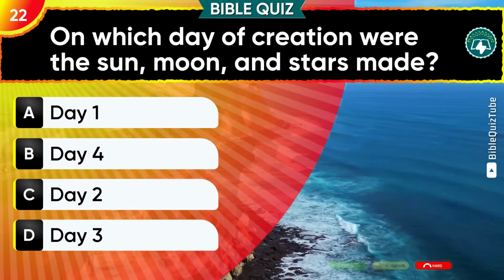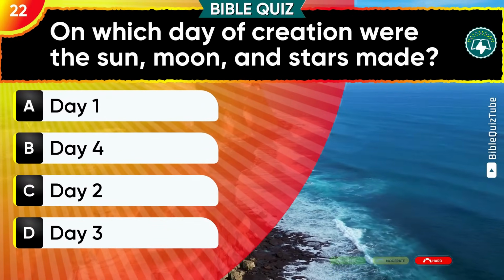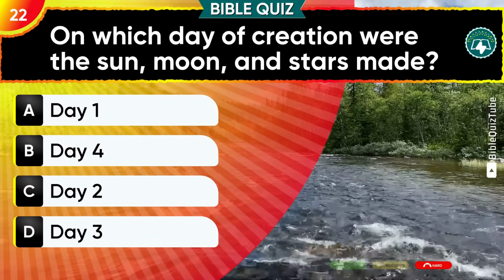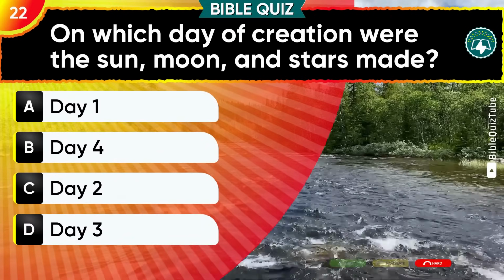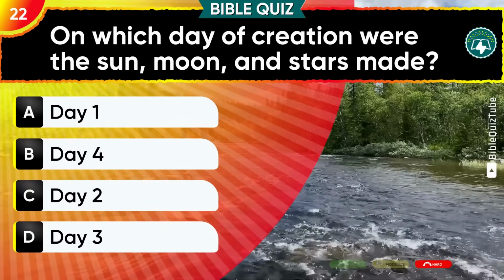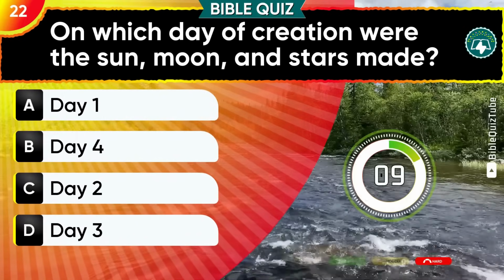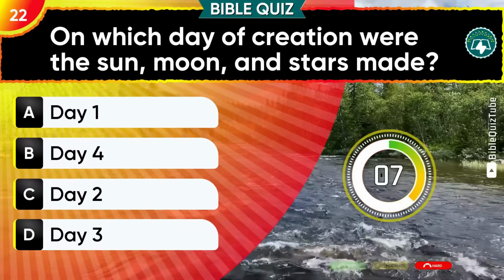Question 22. On which day of creation were the sun, moon, and stars made? Dig deep into your Bible knowledge. A. Day 1. B. Day 4. C. Day 2. D. Day 3.